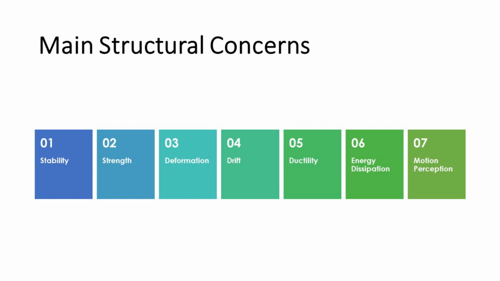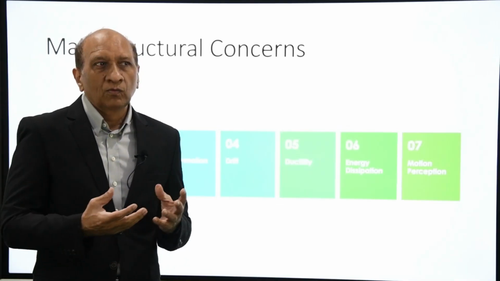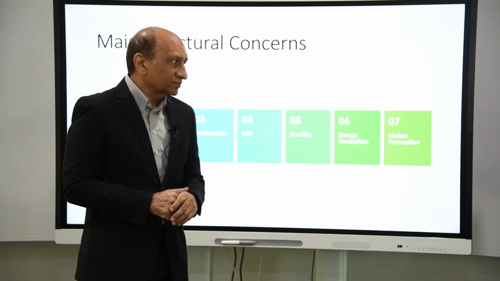Energy dissipation, another indicator, which is actually a sum of many of the performance indicators put together, especially when it comes to earthquake or even for wind. And finally, motion perception. How does the structure move, whether people perceive it moving or they don't perceive it moving. So these are some of the things that we look at when we do the design. But the question is, how do we explicitly check them? How do we explicitly make sure that these things are within what is expected from the structure?